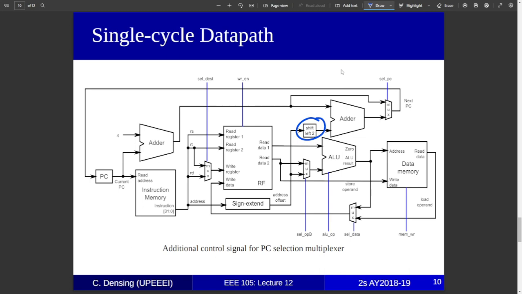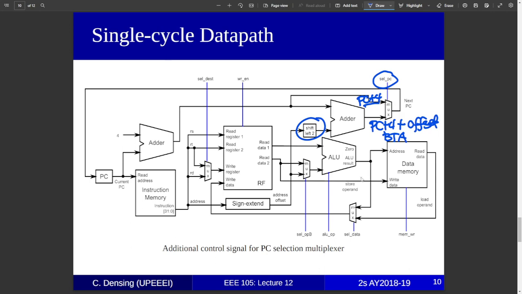The extra thing here is that we calculate a cell PC from this. So what cell PC chooses between are two things: either PC plus 4, the next PC, or the output of the adder, which is PC plus 4 plus offset, or more clearly, what we call the branch target address, so where we want to go.